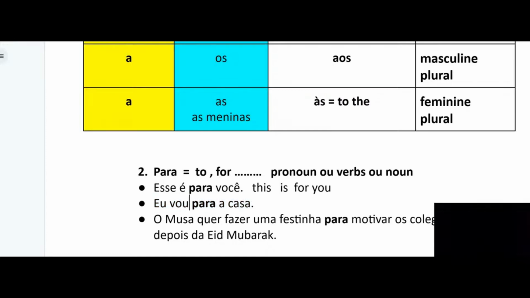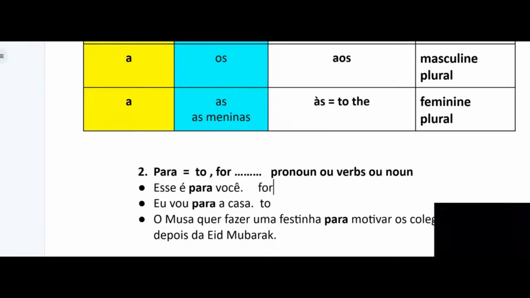Now we have para and we have a, but the a you are seeing here means the. So this one is saying, I'm going, is it for the house or to the house? So to the house. So you could see the second sentence we are referring to means to, and the first one is for.